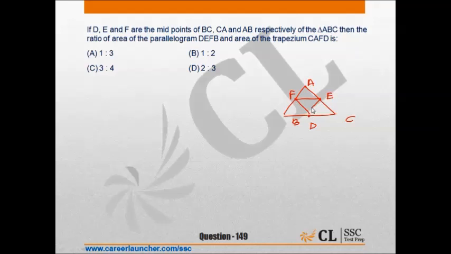Now we all know that the area of these four triangles are equal. Why? Because this triangle becomes an equilateral triangle. This triangle also becomes an equilateral triangle. This triangle also is similar to the other triangles. So the area of all four triangles is equal. We are asked about the ratio of area of parallelogram DEFB, that means two equilateral triangles, and the area of trapezium CAFD, the area of three equilateral triangles. Hence we get the ratio as 2:3. The answer is option D.